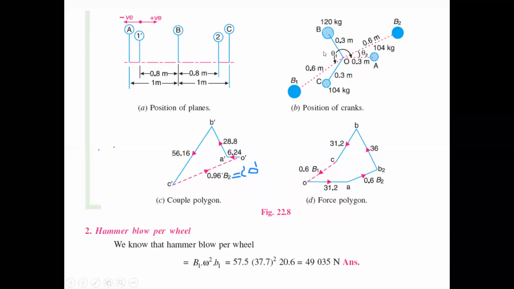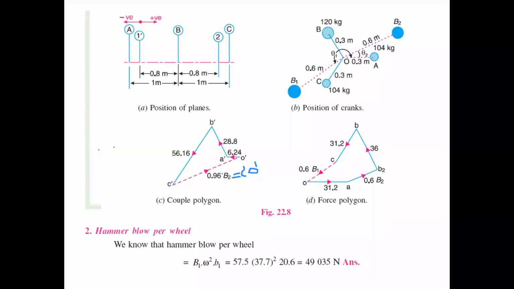The direction will be placed between our MB and MC. Just place it here, MB to MC. So this is our unknown of the balancing masses. Now we have determined the unknown balancing masses and their directions, and that is completed. Now going to calculate the hammer blow per wheel.